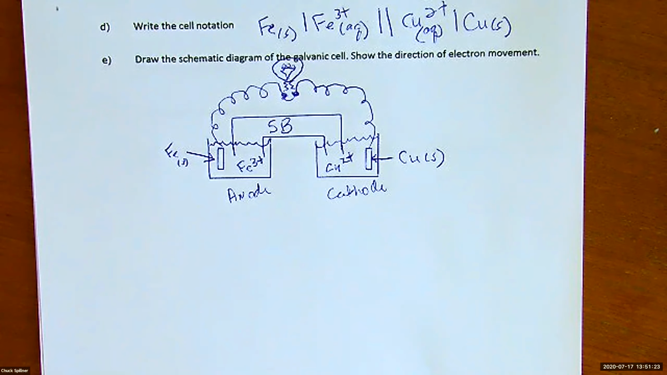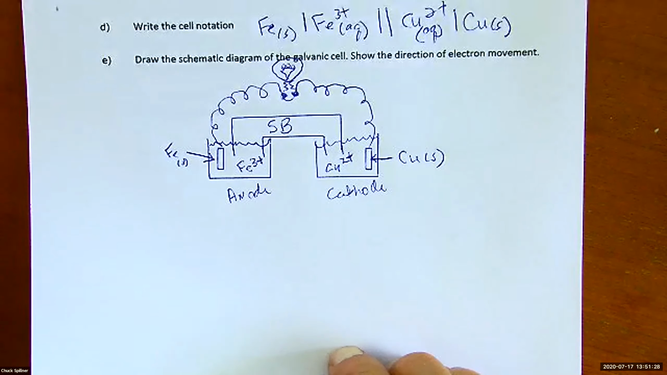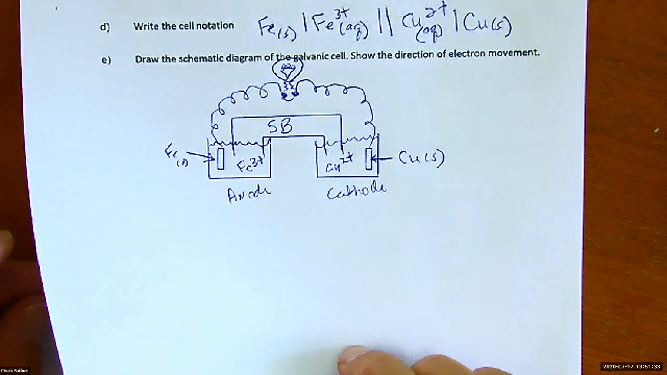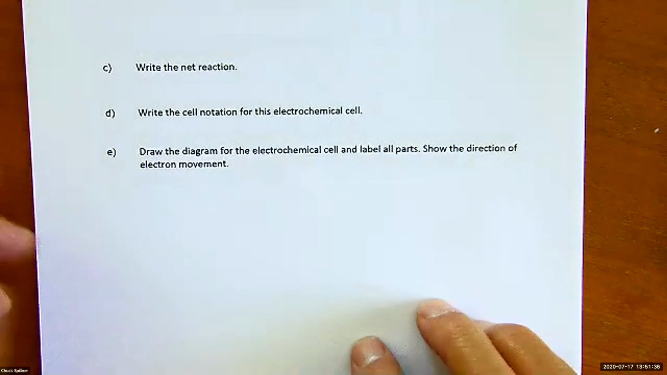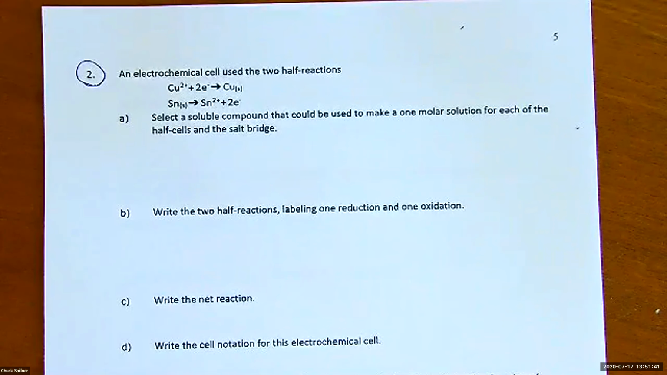And so what I want you to do is do the same thing. These problems are not too long, but follow the instructions for problem 2, which is a different reaction. It's copper and tin. And in this case, use the reactions as written. So identify the oxidation reaction, identify the reduction reaction, and then put the half reactions in the correct sides.